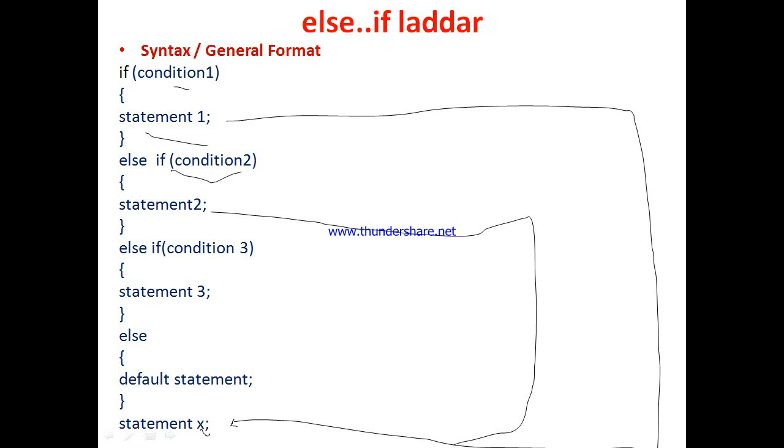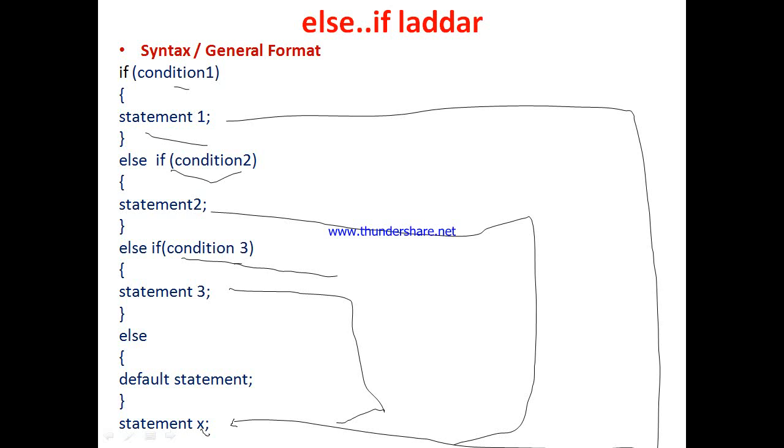But if condition 2 is false, then it checks test condition 3. If test condition 3 is true, then statement 3 is executed, and after execution of statement 3, statement X is executed. But if condition 3 is also false, that means all the conditions are false. In this case, we have to define what to do when all the conditions are false. Then the default statement is executed. The default statement is present in the last else block, and after that statement X is executed.